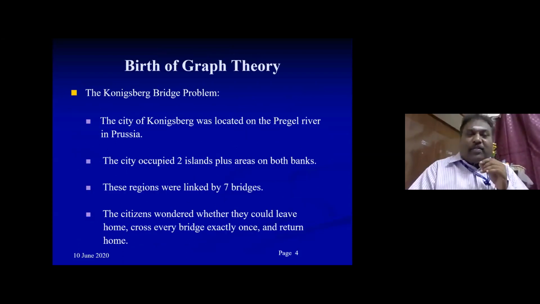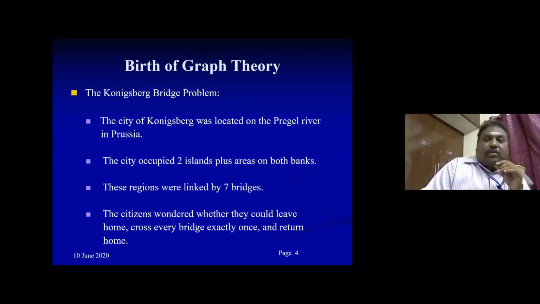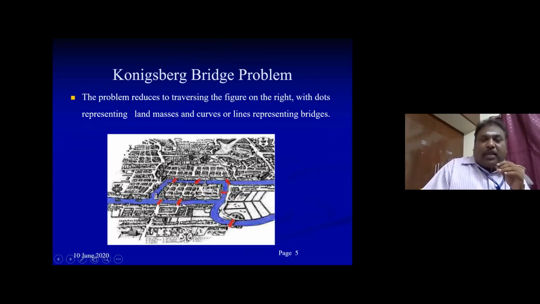Okay, fine. So what is this particular Königsberg bridge problem? The city of Königsberg was located on a river in Prussia. Okay, it's old Russia. The city is occupied by 2 islands plus areas of both banks and 7 bridges. Let me go to the figure. So this is the Königsberg bridge. There are 7 bridges and 2 land areas and 2 islands. The red colors are the bridges.